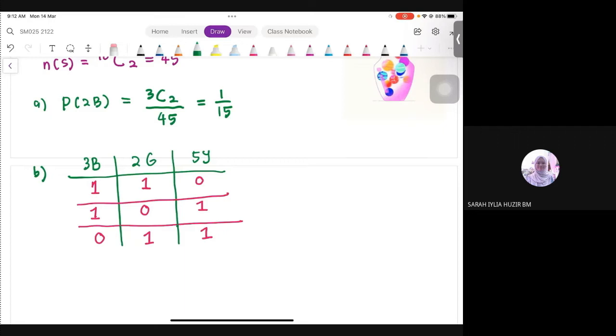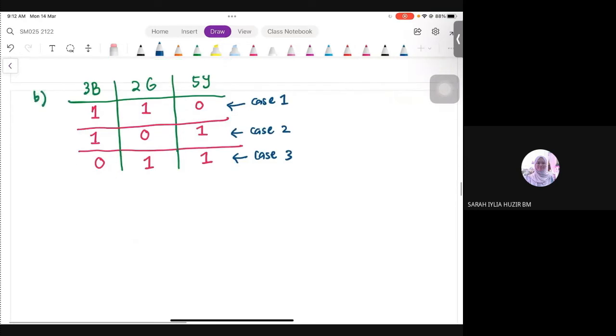Ingat satu-satu case, jangan confuse the process. Okay, so maksudnya kat sini we have 3 different situations or 3 different cases. Bila dah masuk 3 different cases, jangan tersalah operation. Same case kita akan darab, different case kita akan tambah. So now kita start with the first case. So we have to choose 1 blue marble out of 3, so 3C1, 1 green marble, so 2C1, and then 0 yellow marble, so 5C0.